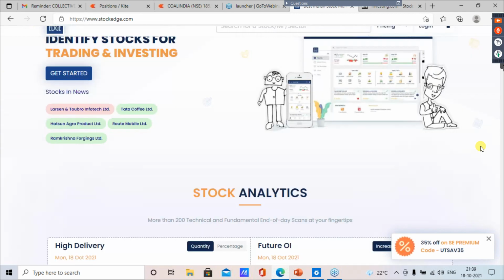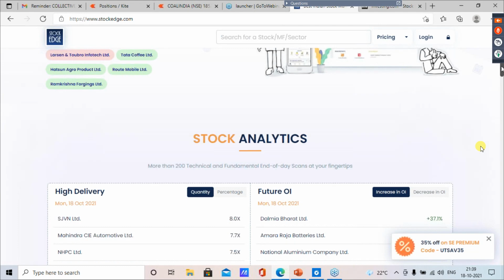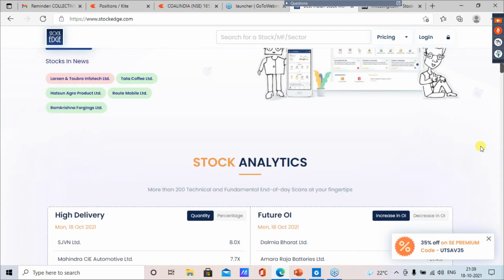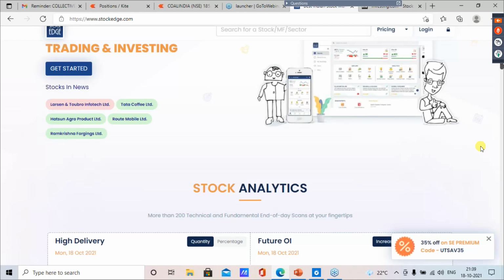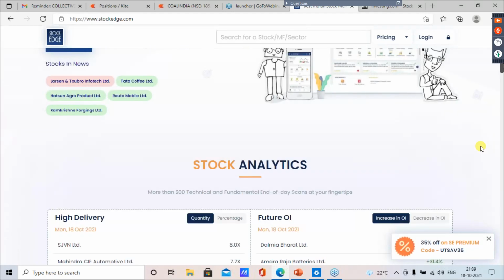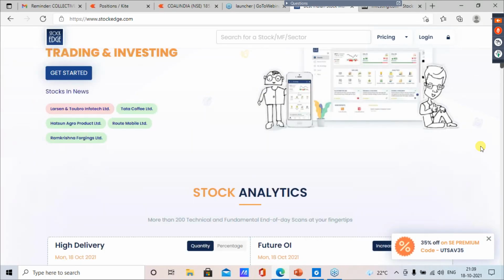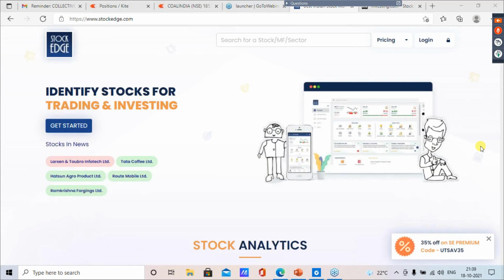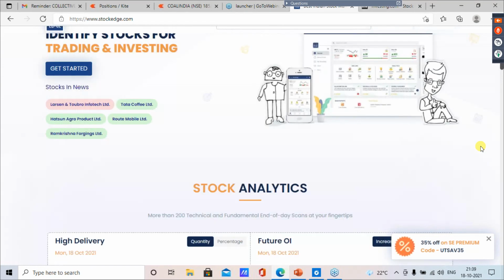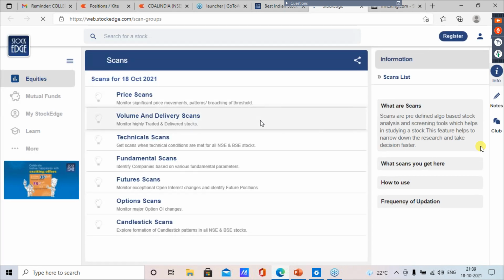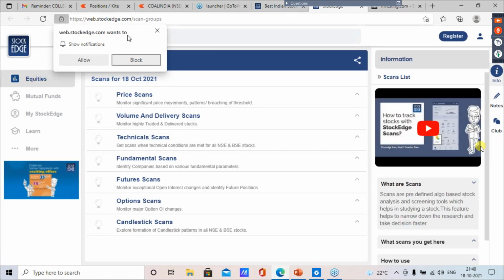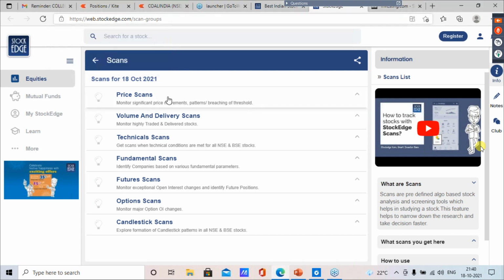This homework you will do one day prior. These are the stocks that you'll shortlist one day prior. We are not using any charting. I'm giving you all free screens. So once you open the website, or once you open the app after you download it from the Play Store, you need to click on view all scans. In that we are using candlestick scans.